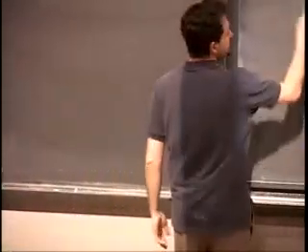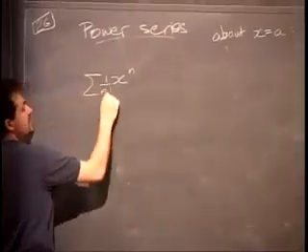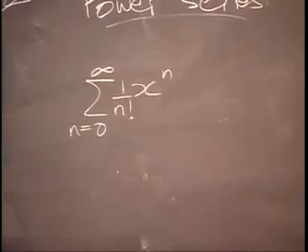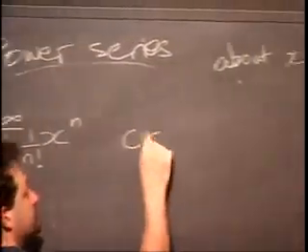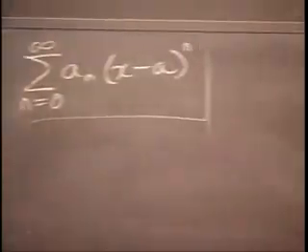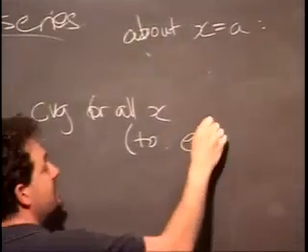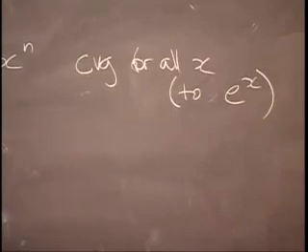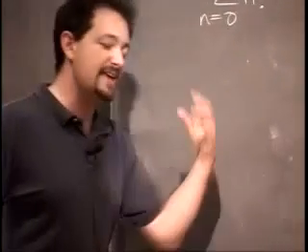Well, we've seen some examples of power series. Here's an example: the sum of 1 over n factorial times x to the n. Where does that converge? Well, it actually converges for all x. And we have shown earlier that it actually converges to e to the x. Whatever x you plug in, you get a convergent series, and what it converges to is e to the x, where x is plugged in with the value.